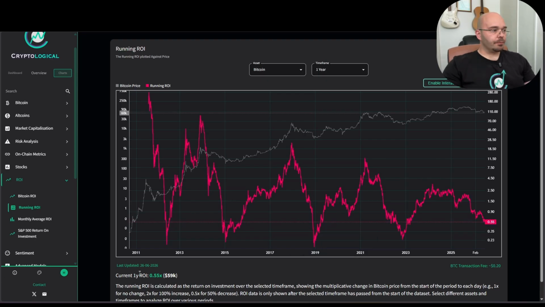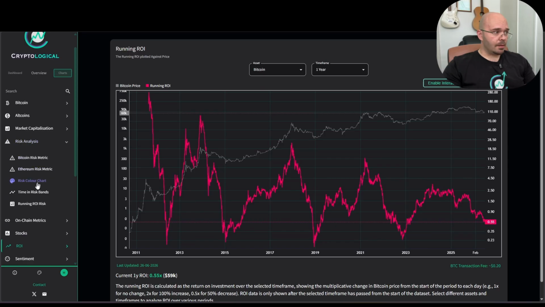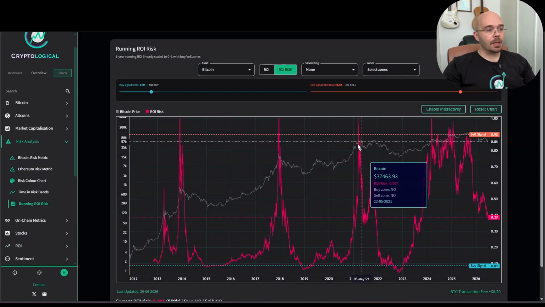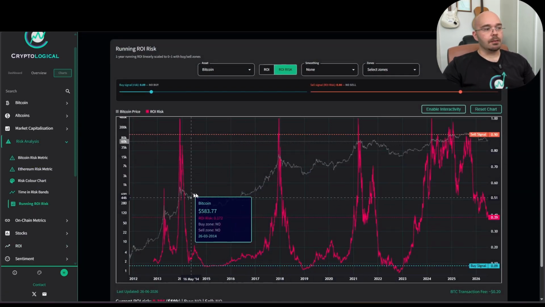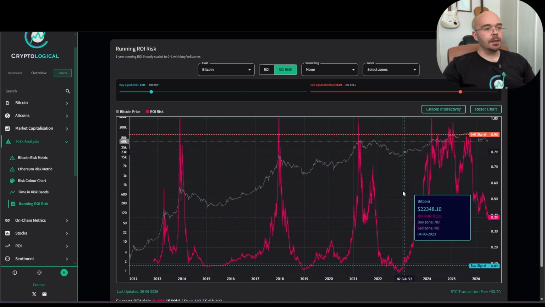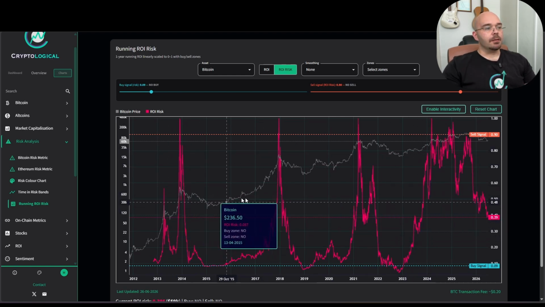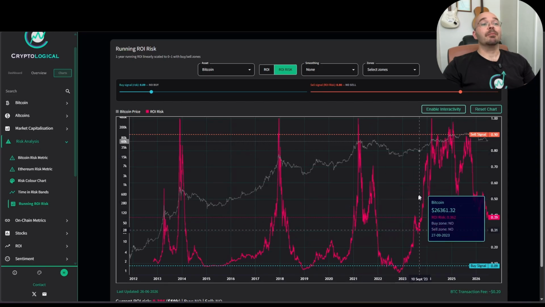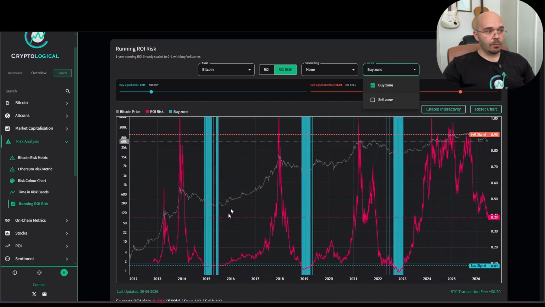I digress. So I'll just open the ROI risk. This is just the ROI chart, which doesn't have the buy zones on it. So if we go back to the risk analysis section and open the running ROI risk, now we can see the chart we see on the simulator with these massive peaks, which just so happen to coincide with the peaks in Bitcoin. And then we can turn on these zones, the buy zone, which is as clear as the lack of hair on my head.